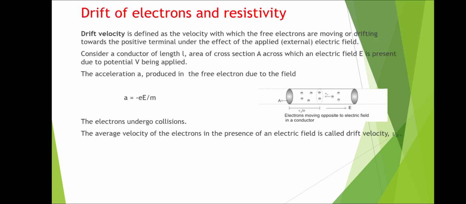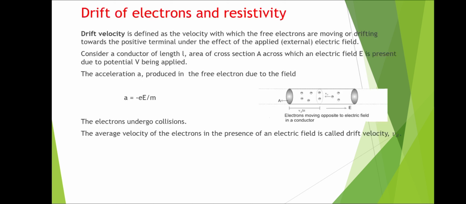Next one, drift of electrons and resistivity. Drift velocity is defined as the velocity with which the free electrons are moving or drifting towards the positive terminal under the effect of an applied external electric field. Consider a conductor of length L, area of cross section A, in which an electric field E is present due to the potential V being applied. The acceleration can be calculated by a equal to minus eE upon m, where e is the charge, E is the electric field and m is the mass of the electron.